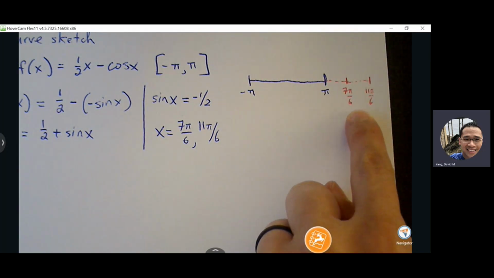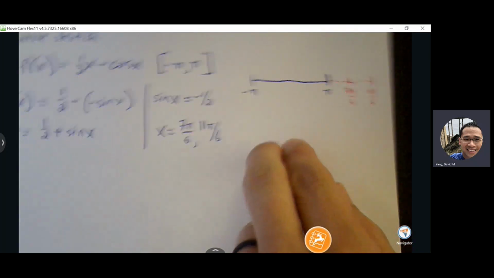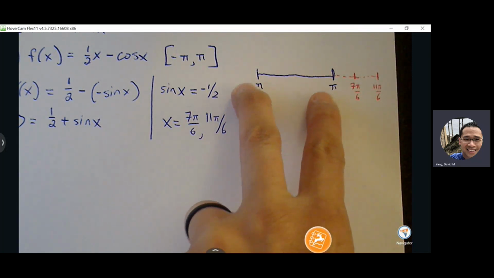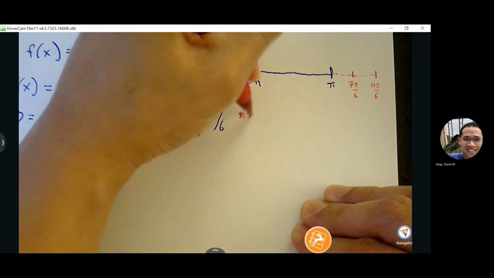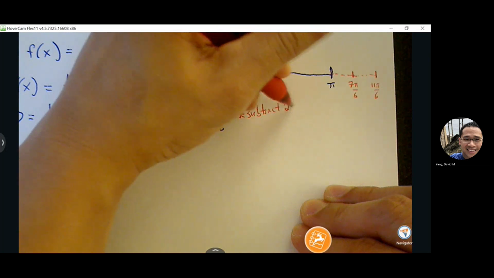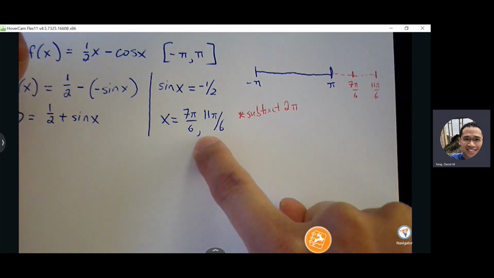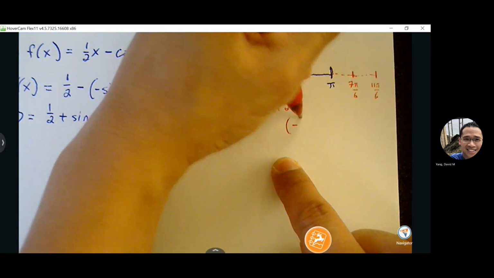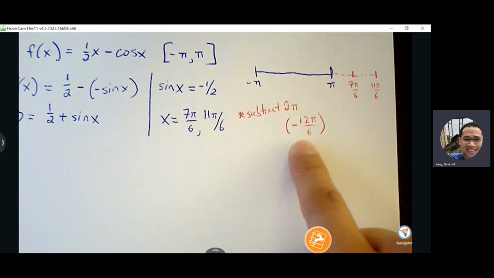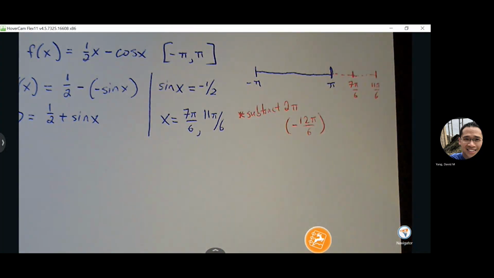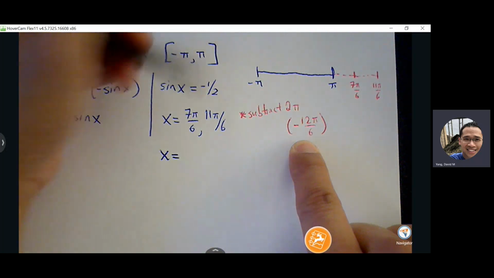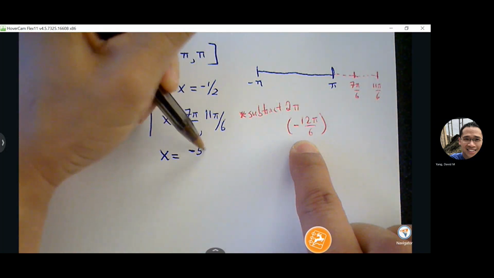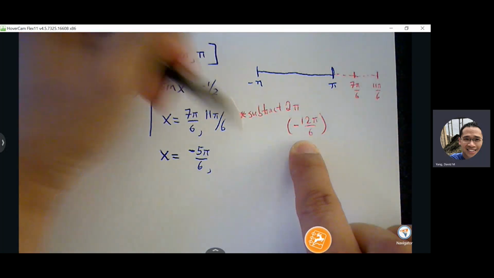So what can we do to find coterminal angles that are potentially in this region? Subtract 2 pi, yeah. So if I want to subtract 2 pi, just to match the common denominator, I'll subtract 12 pi over 6. So we're finding variations of our solution. 7 minus 12 is negative 5, and 11 minus 12 is negative 1.